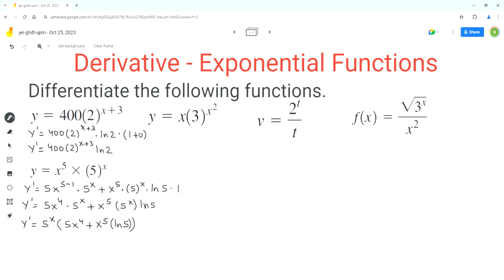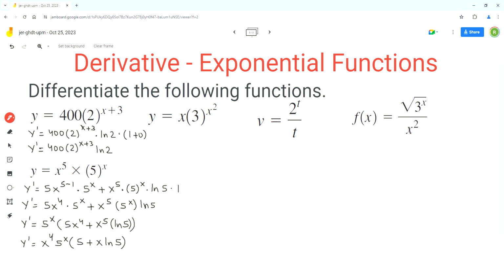so this can be the final answer for this function, or we can even simplify it more by factoring out x to the power 4 from both terms in the parentheses. So if we do that, we get, so this can also be the final answer for this problem. Now we can analyze the third function.